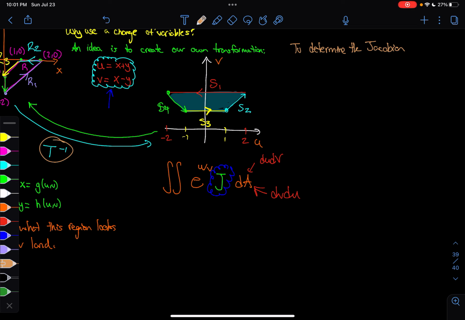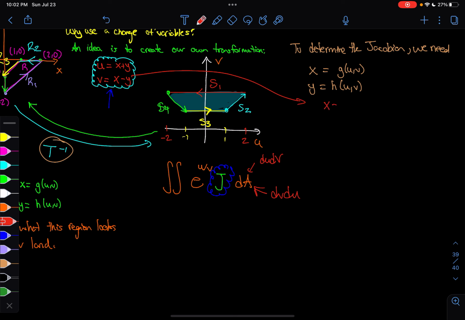So to determine the Jacobian, we need x in terms of u and v, and y in terms of u and v, right? Some function in terms of u and v. Well, let's try it. If I take this and twiddle around with it a little bit, and I rearrange the first one, I get x is equal to u minus y, right? And I still have v is equal to x minus y. What can I do with this?